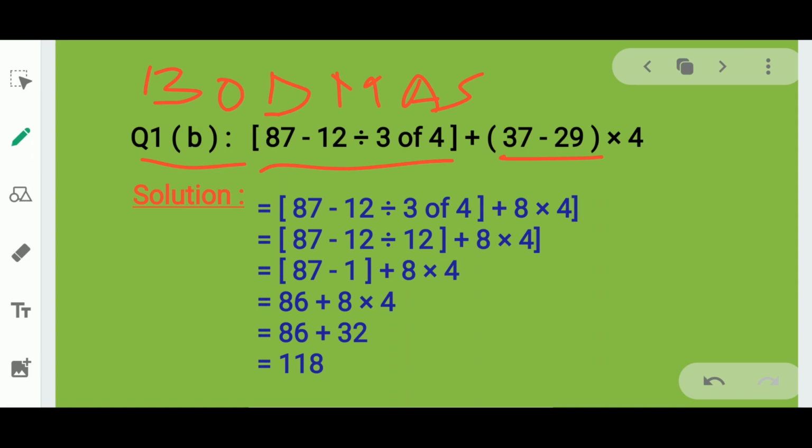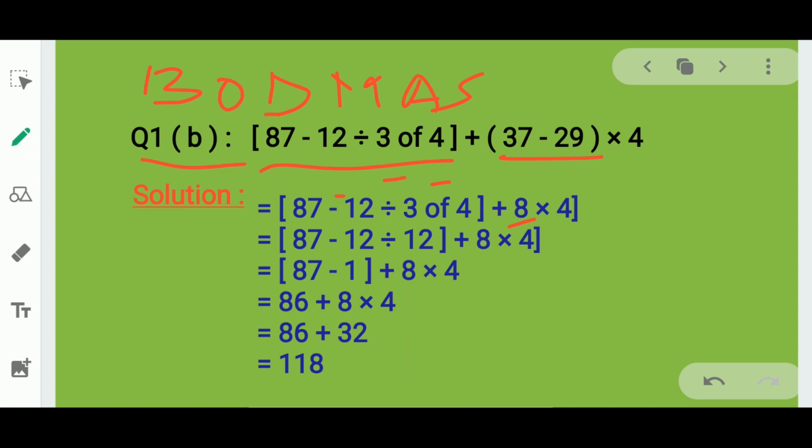When we subtract, we get 8. When we do 37 minus 29, we get 8. Now we have the big bracket. We have to solve the big bracket. In the big bracket, a subtraction sign, a division sign and an "of" are present.